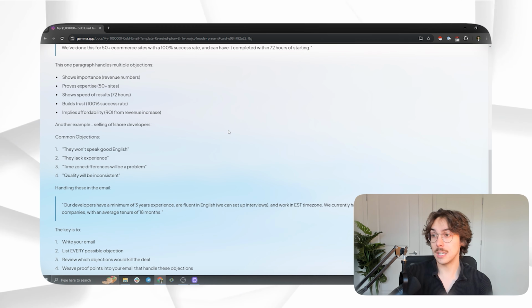Another example of objections is a less direct one, not tied directly to ROI, with offshore developers. So let's say you're selling a service where you can place offshore developers. There are objections that might not be directly related to revenue, but are just about your service. And you don't even need a huge case study. You just need to think about what they're thinking and say it in a way that sounds human, right? A really common objection about hiring offshore talent is that they won't speak good English. So you can say, hey, our developers have a minimum of 3 years experience and are fluent in English, right? So you just covered the objection that they're not just some random offshore developer.